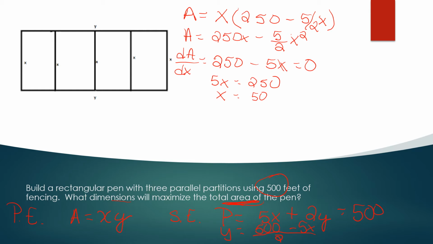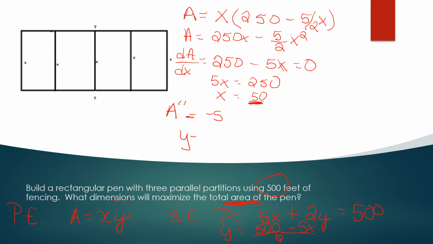A double prime is going to be an easy fix because A double prime is equal to -5. So that means the function is always concave down. Therefore, this has to be a maximum. Okay? So we know that's the maximum.